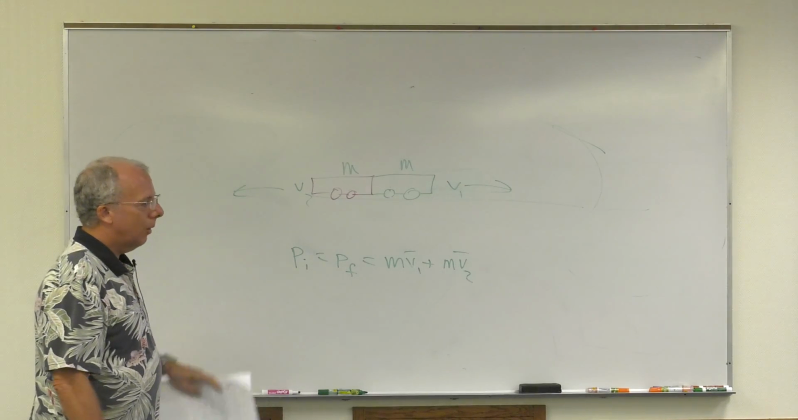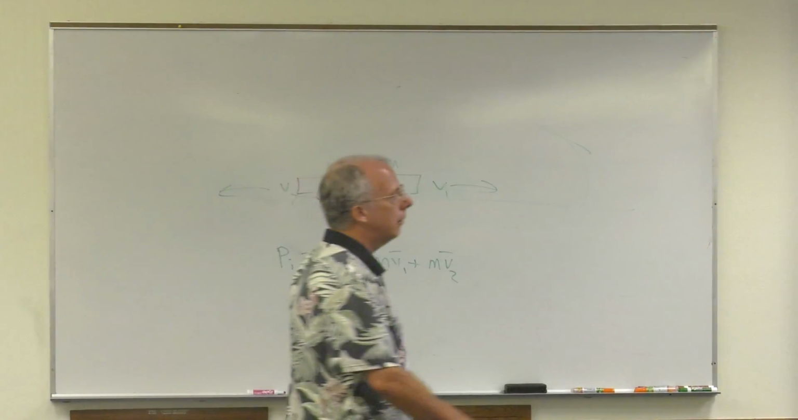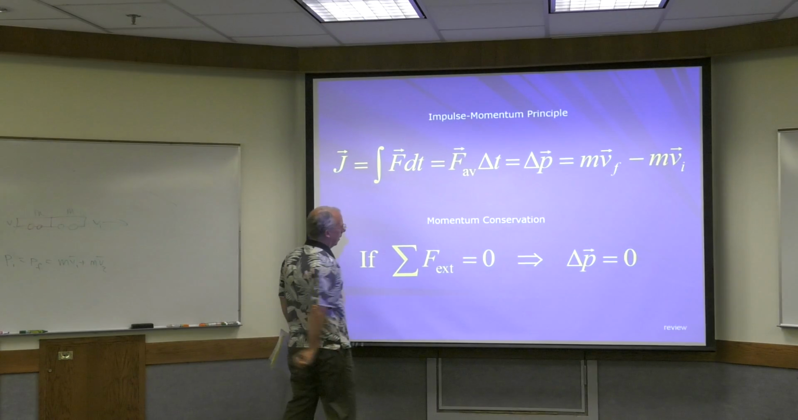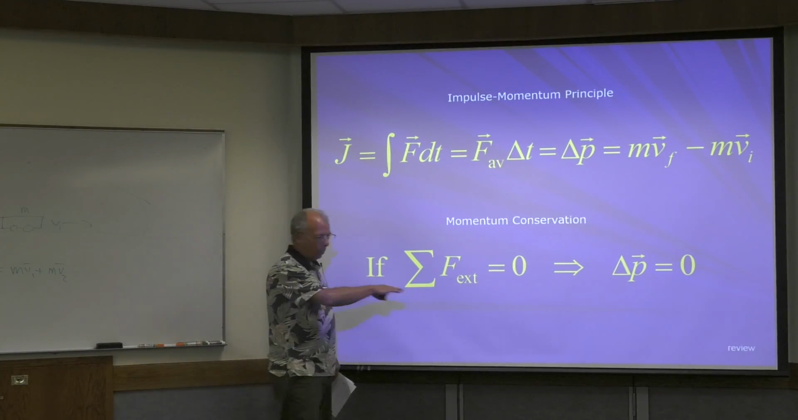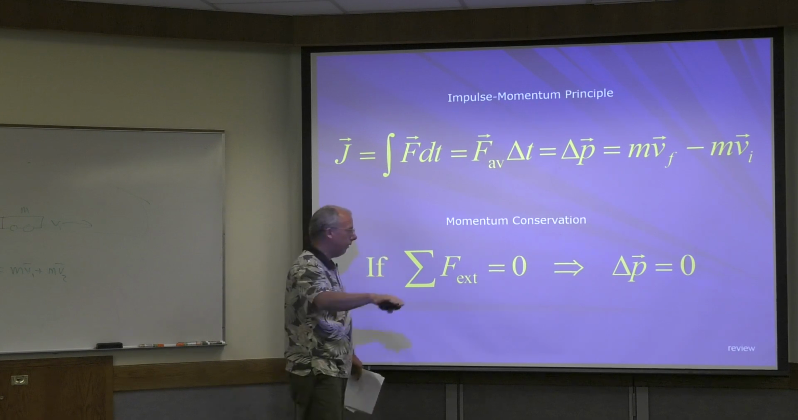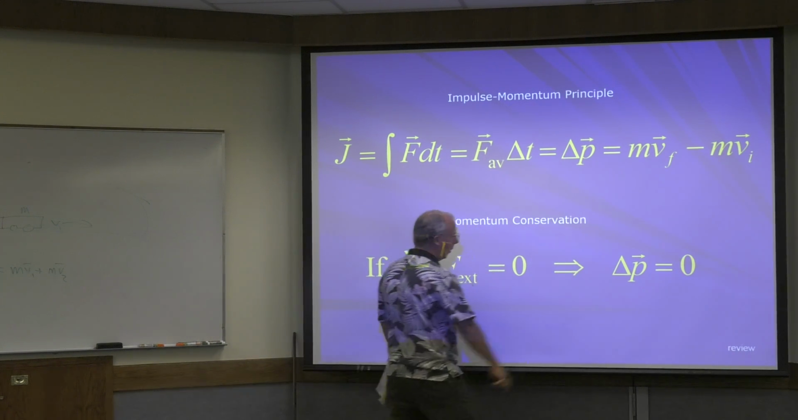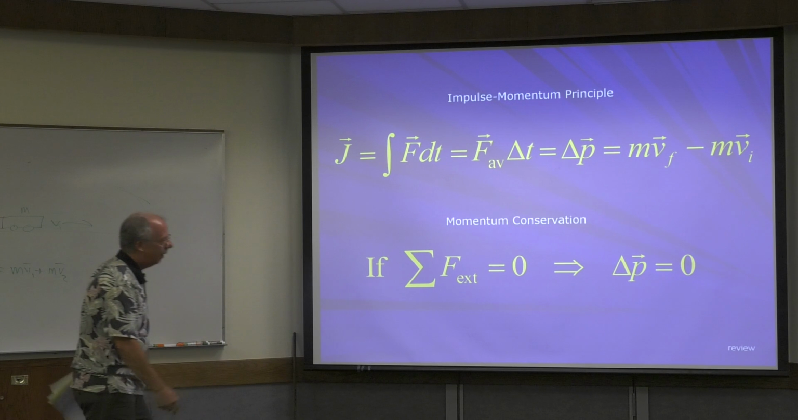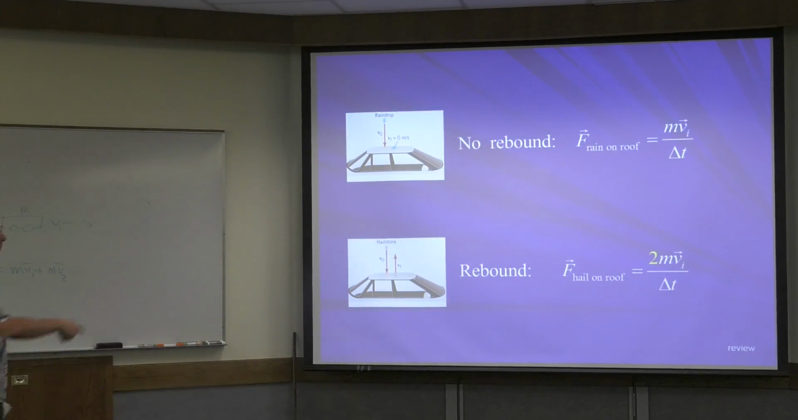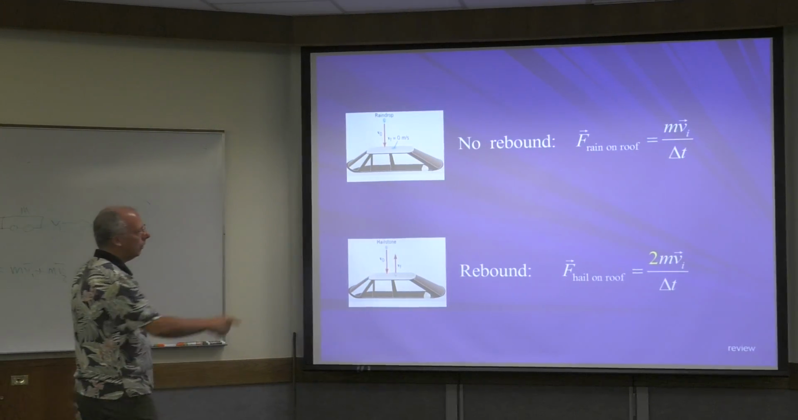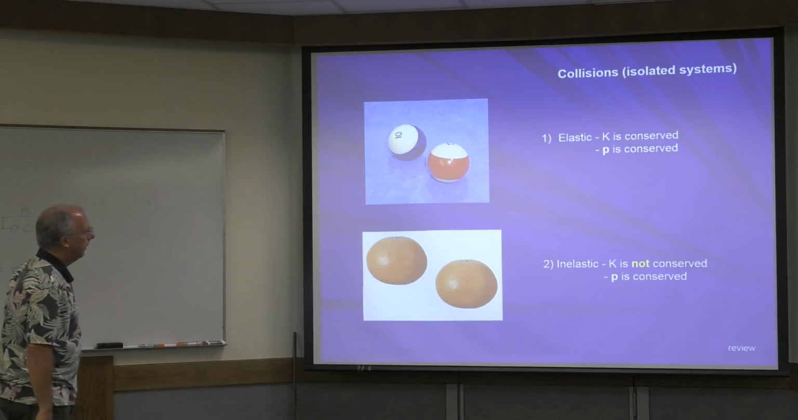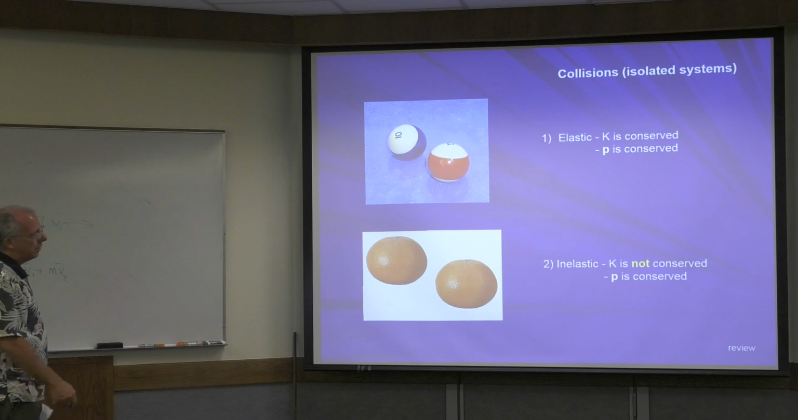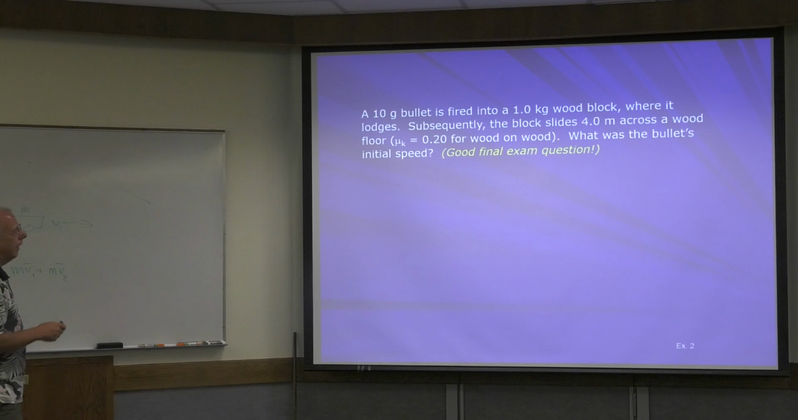Let's just review impulse momentum and momentum conservation. If the sum of the external forces along one particular plane is 0, the change in momentum is 0, so the momentum is constant. That's the important part. Then we learned about this rebound bit: with no rebound, there's the force; if you have a perfect rebound, you get twice the force. Collisions: the definition of elastic, the definition of inelastic. We'll do that later.